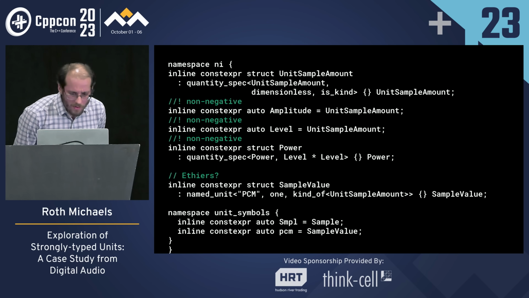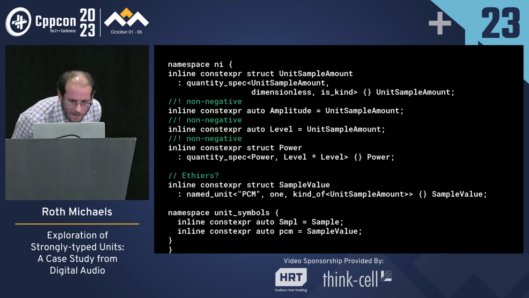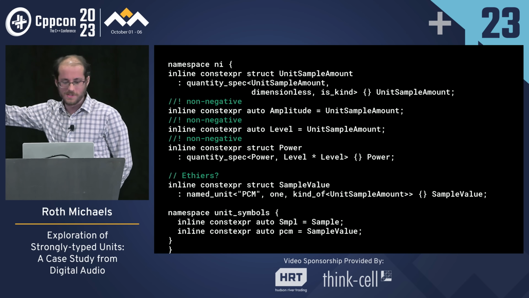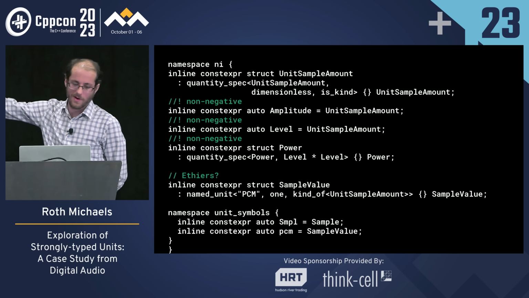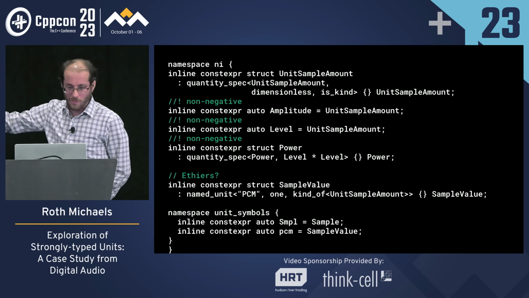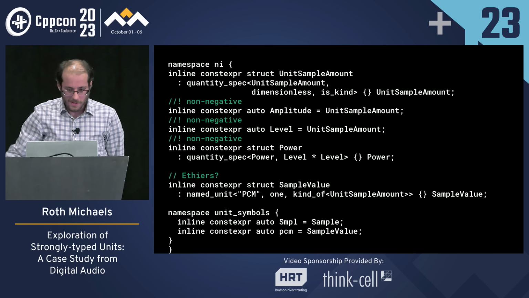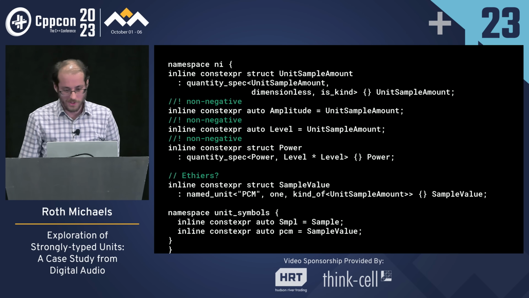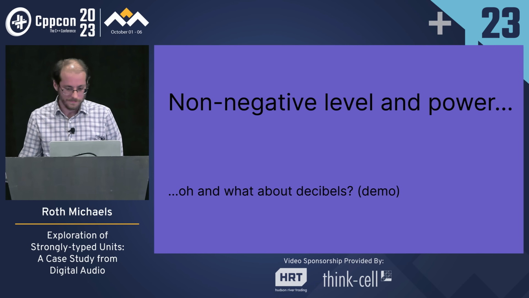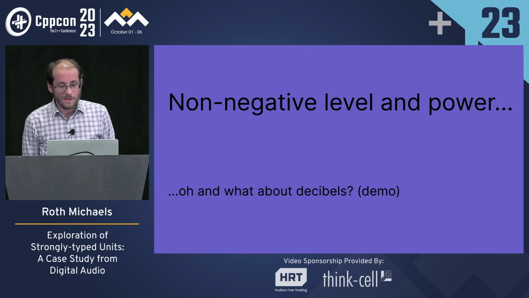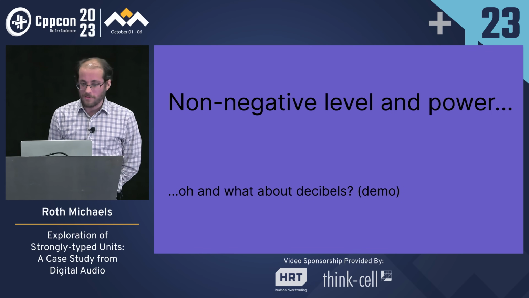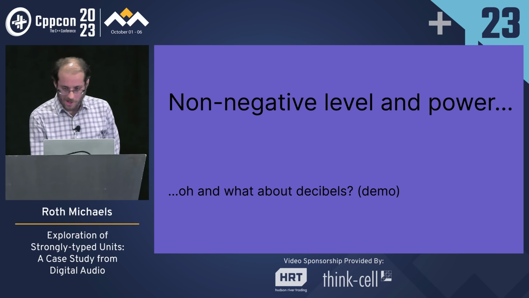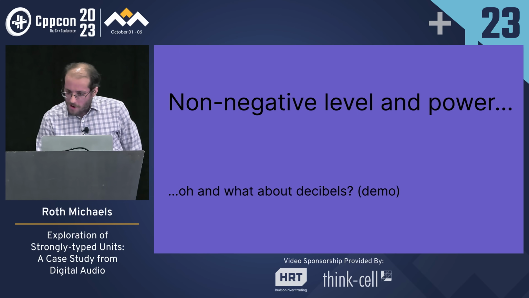And then, so you'll see that I'm using this, this is just my whole set of shortcut symbols there. So we have our SMPL from before, which is our sample count unit, and then PCM is our sample value unit. So those are the two shorthand units we'll use for dealing with digital audio. As I mentioned, non-negative level and power is something we care about, and also decibels is something we care about. So let's go back to the audio demo again.